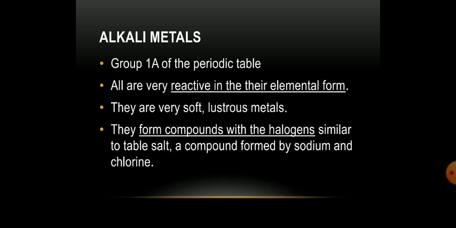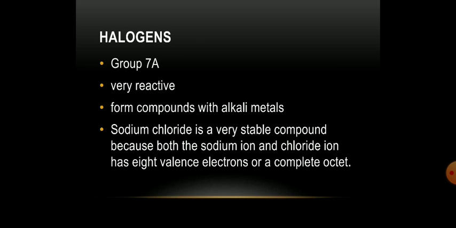Alkali metals, group 1A of the periodic table, are all very reactive in their elemental form. They are very soft, lustrous metals. They form compounds with the halogens. For example, sodium forms a compound with chlorine, that is NaCl, similar to table salt, a compound formed by sodium and chlorine.